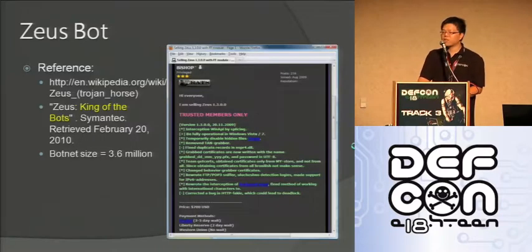The Zeus bot is so famous that it even has its own wiki page, and one of the security vendors even named it the king of bots. Its botnet size is around 3.6 million.